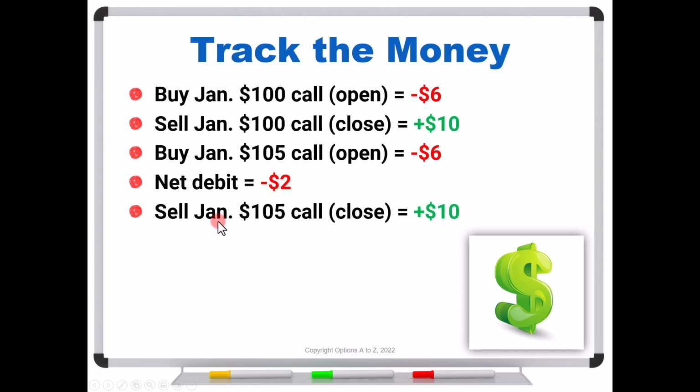Let's say that we sell that January 105 to close. Maybe we sell it for 10. So at this point, we have a net credit of 8. And that's because we have spent 12 and we collected 20. So that's our overall net credit. Notice this is a closing trade. So we're out of the position, and that is the final amount. So it's really just that easy to track the money.